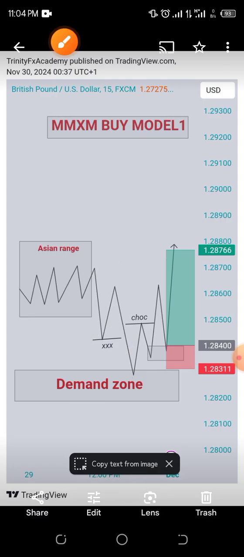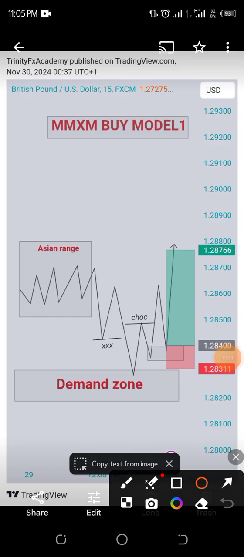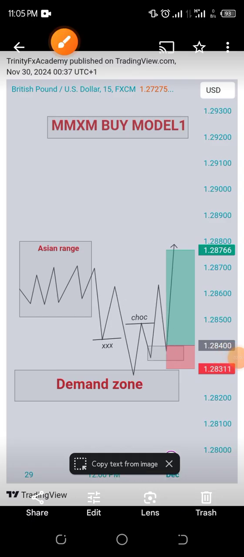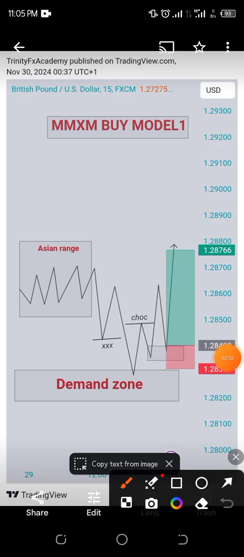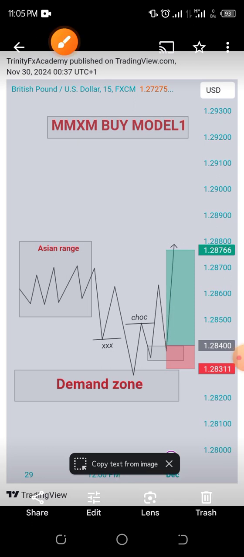So once I see that happen, the next thing I want to see is a change of character. Once I see the change of character happen, I want to see a retracement back to the order block, the refined order block, and I target my 1:2 or the Asian high. Okay, that is for a buy. So this is what I want to see in my 15 minutes time frame before taking a trade.